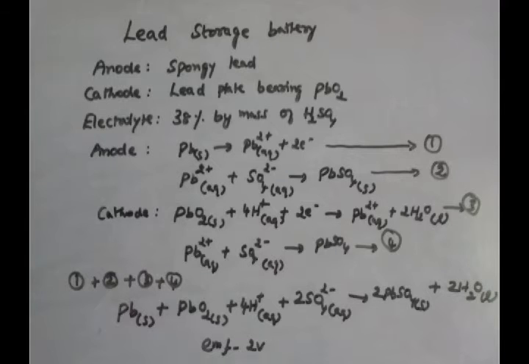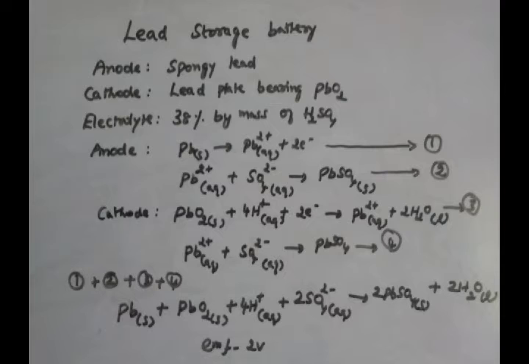First, we are going to see the lead storage battery. Whenever we are studying a cell, you should know what is acting as cathode, anode, and electrolyte. Okay. Here, as anode we are taking spongy lead. Cathode we are taking lead oxide. Electrolyte is sulfuric acid.